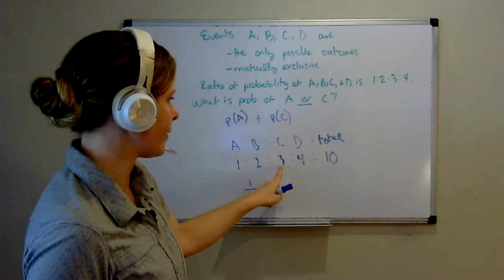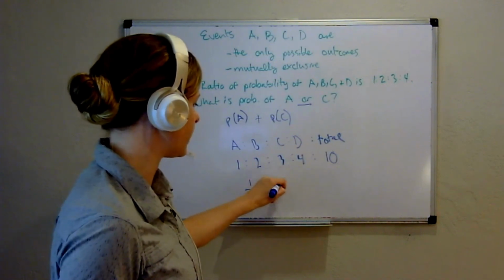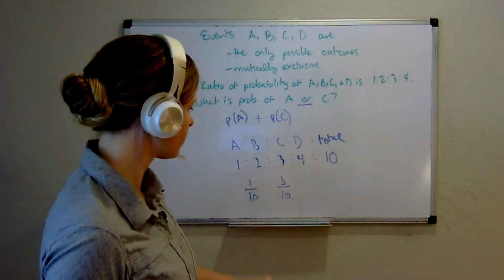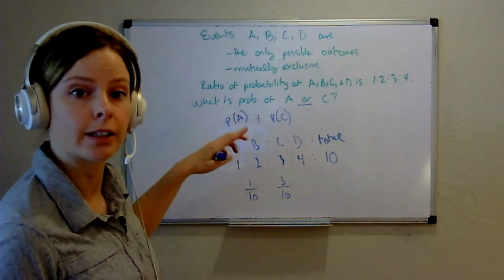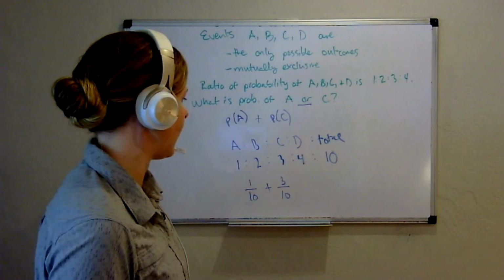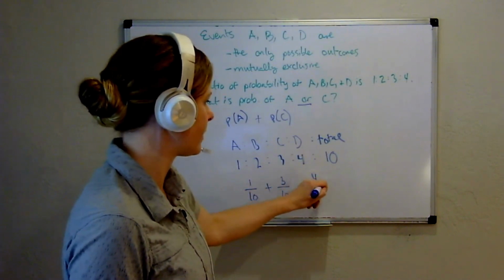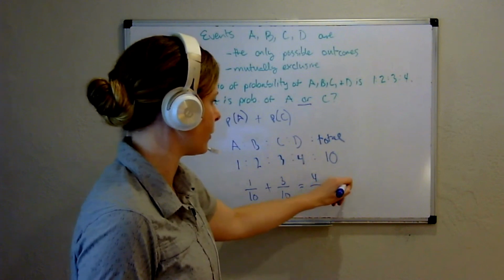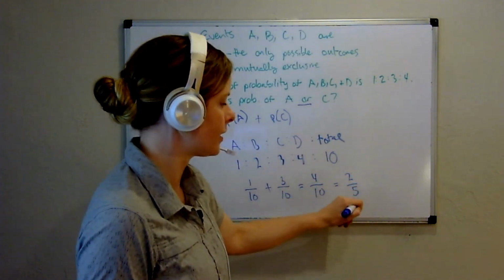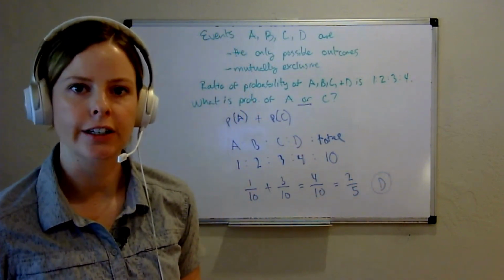And then same thing for C, right? Out of our 10 total parts, how many are C? It is 3 out of 10. And just as we discussed earlier, because we're happy with either or of these, we can just go ahead and add them. 1/10 plus 3/10 is 4/10. Go ahead and reduce that down to 2/5, which is answer choice D, and that is the correct answer.